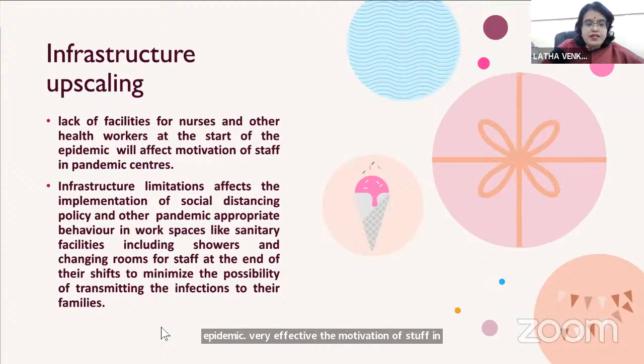So we have to provide the facilities for donning, doffing, taking adequate rest, changing rooms, and other facilities have to be looked into. And in the academic areas, for maintaining the social distance, the online teaching facilities have to be upscaled. Infrastructure limitations affect the implementation of social distancing policy and other pandemic appropriate behavior in workspaces, like sanitary facilities, including the showers. They want to take a bath before going home, then changing rooms for staff at the end of their shifts. All these have to be taken care of so that they do not have the fear of transmitting the infection to their families.